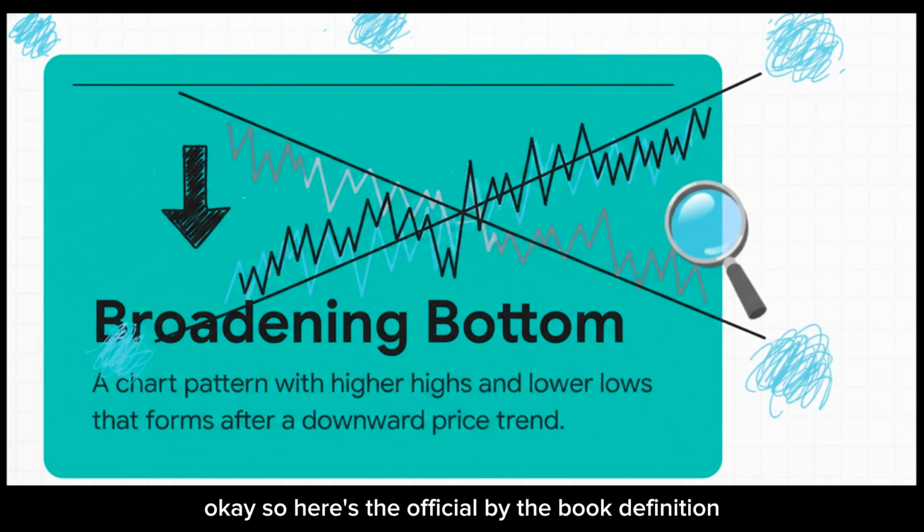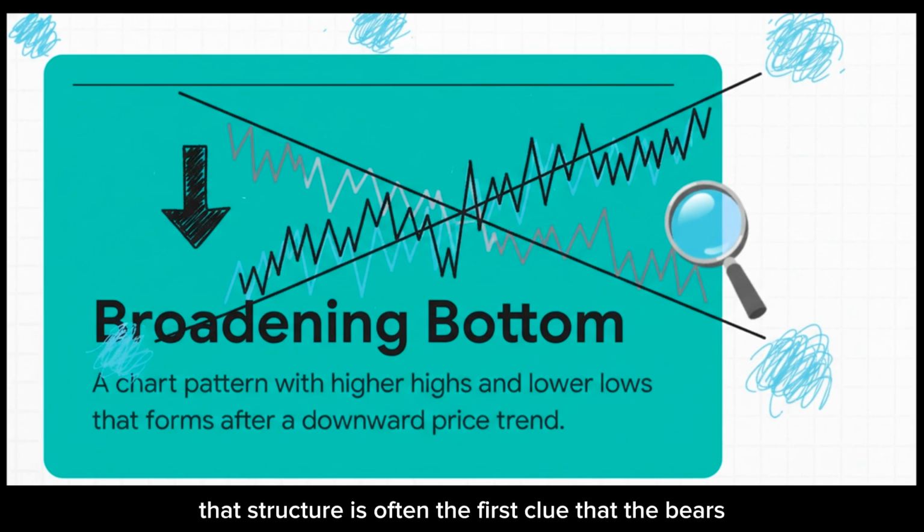Okay, so here's the official by-the-book definition. Two things here are absolutely non-negotiable. One, it has to show up after a downtrend, and two, you've got to see those trend lines spreading apart, creating higher highs and lower lows. That structure is often the first clue that the bears might be losing their grip on the market.